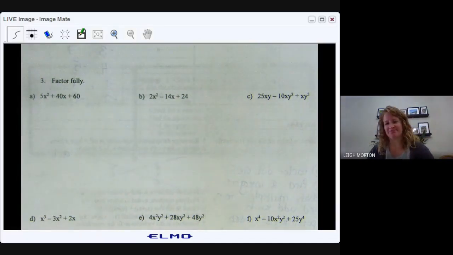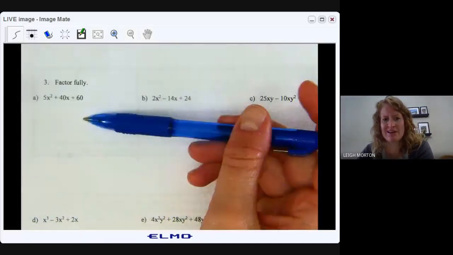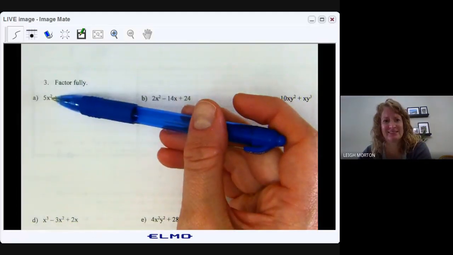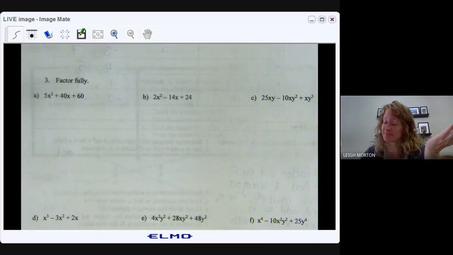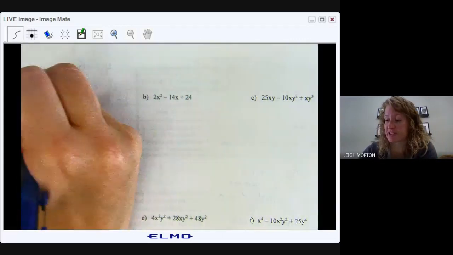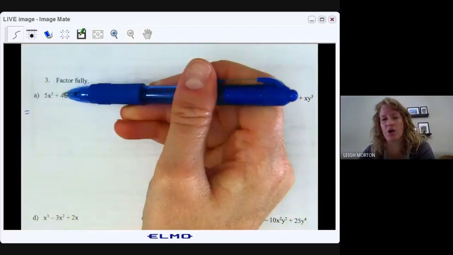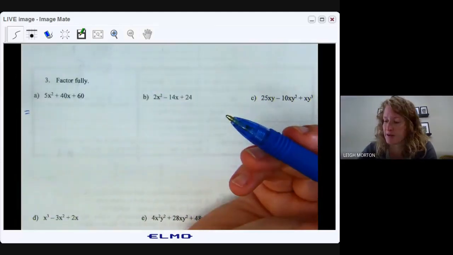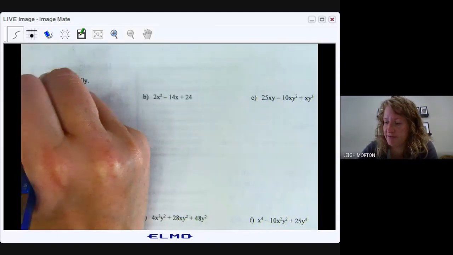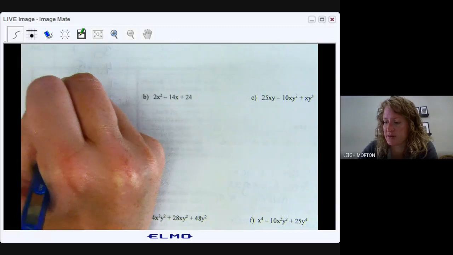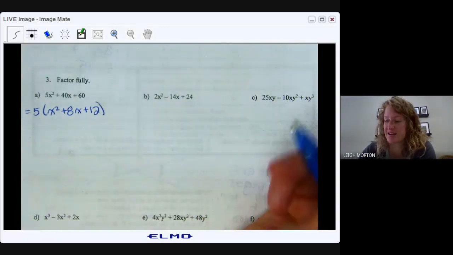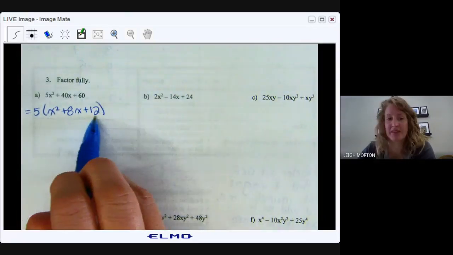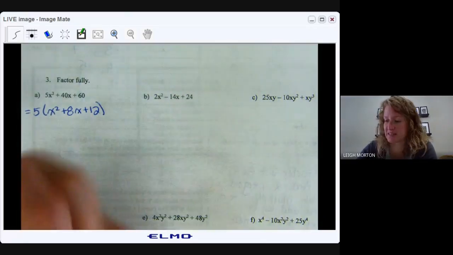GCF, you got it. So if I look here, first I'm like, A's not 1. How am I supposed to factor this, Ms. Morton? Well, let's put our greatest common factor first. I see they can all be divided by 5. So I'm going to rewrite it as 5 times x squared plus 8x plus 12. Now, factor our simple trinomial inside the brackets.